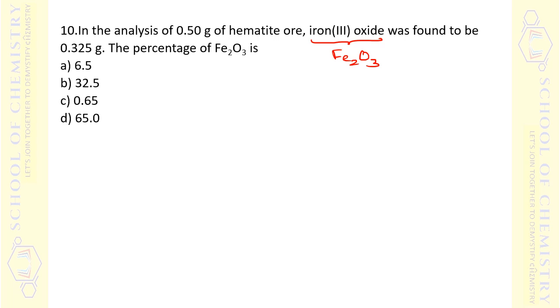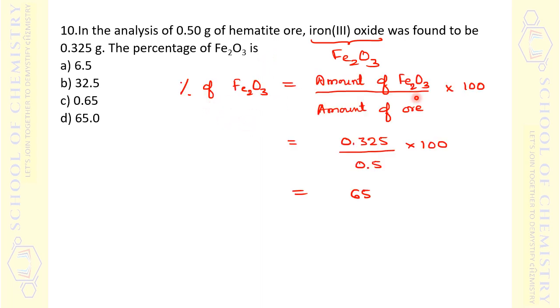Now what they ask is, what is the percentage of Fe2O3? Straight away this question can be done. Percentage of Fe2O3 is equal to amount of Fe2O3 divided by total amount of ore into 100, right? You can just go for simplification. Mathematically, the simplification is not difficult. See, 0.5 grams has 0.325, so for 1 gram it should be double, right? It should be 0.65 grams. Taking double of 0.325, it will be 0.65 grams in 1 gram, and into 100 it will come to 65.